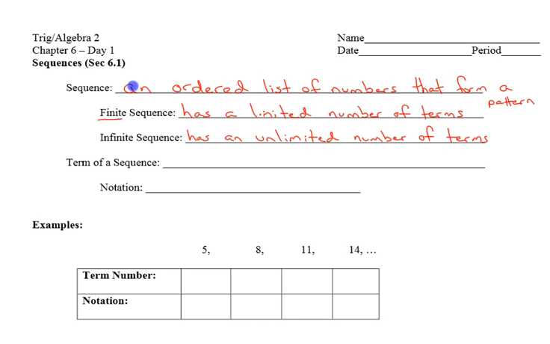Now, a term is each number in the sequence. So if I have a list of numbers, each particular number is called a term. Now, its notation is a little bit different than anything you've seen before. A notation for each term is A sub n. So the n is a subscript. It's below the line. This n represents the term number. In other words, is it the first term? Is it the first number? Is it the second term? Is it the second number? The third term, so on and so forth.